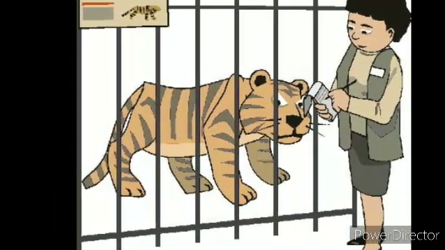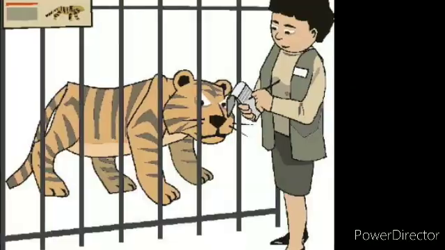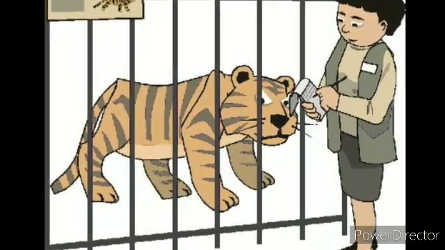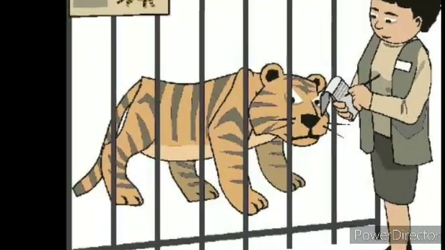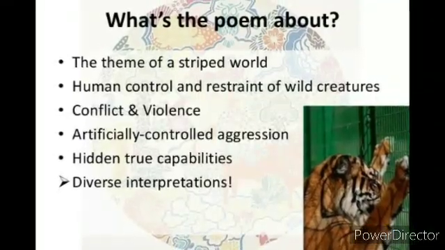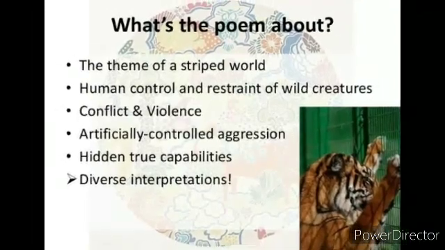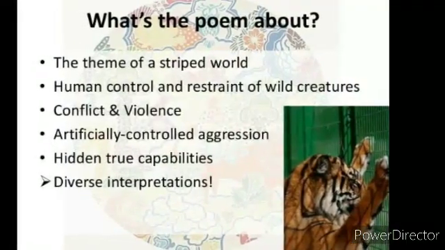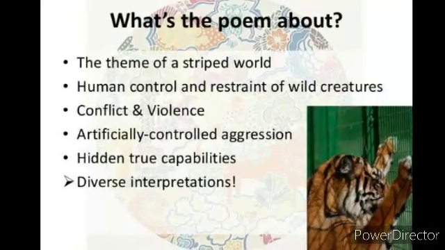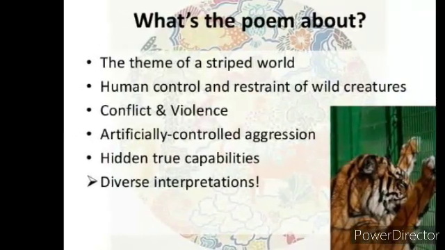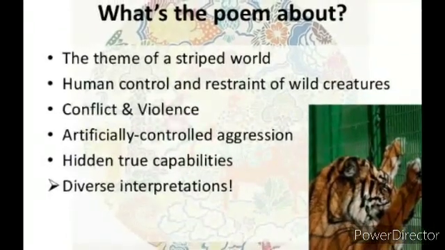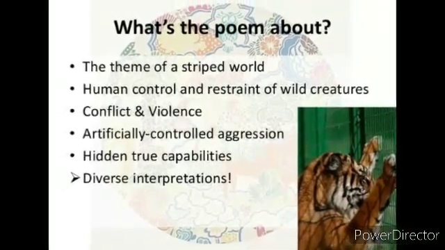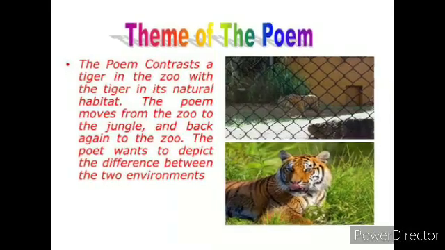His famous works are Finding Gold, The Loud Window, Phoenix Living Poets series, Ransoms, etc. Now, let's quickly talk about the poem. Let's understand what the poem is all about. It has the theme of a striped world, human control and restraint of wild creatures, conflict and violence, artificially controlled aggression, hidden true capabilities and diverse interpretations.